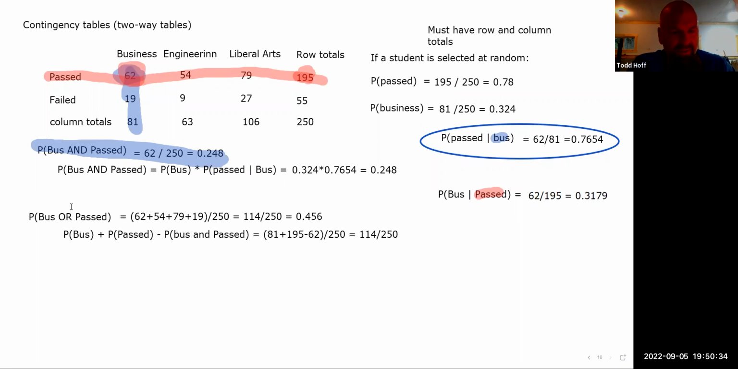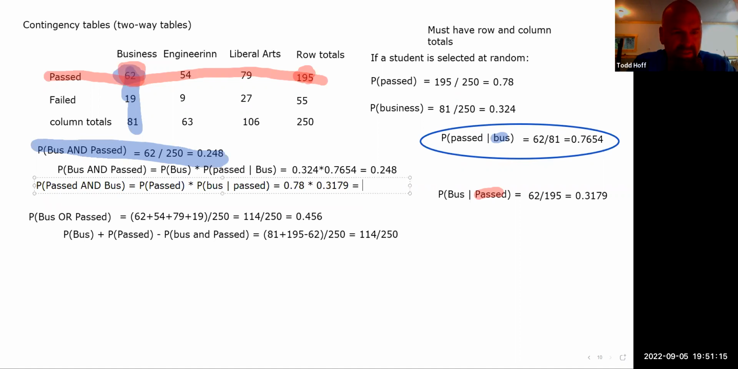Now we can use that, however, to show that there is what we call commutativeness in our probabilities. Probability they passed and are a business student. Well, again, since these are not independent, it's the probability that they passed times the probability that they are a business student given that they passed. Well, up above, we did the probability that they passed is 0.78 times the 0.3179 that we just got.